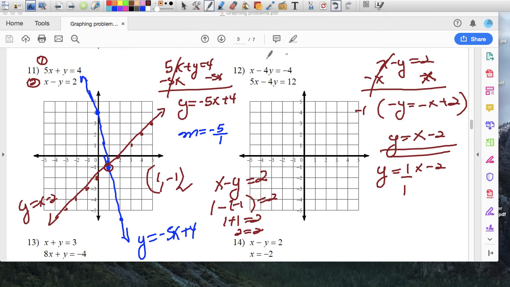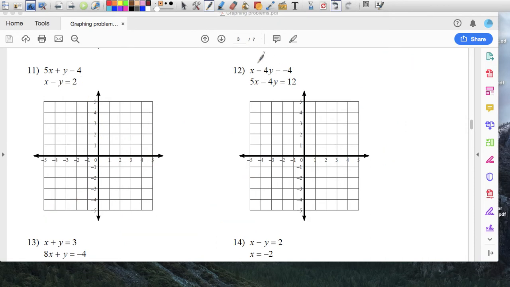Negative 4y over negative 4 is y. And negative x over negative 4 is just x over 4, which becomes positive. And negative 4 divided by negative 4 is positive 1. So our y-intercept is 1, right here. Our slope, m, equals, remember, x over 4 is the same thing as 1/4 times x, right?